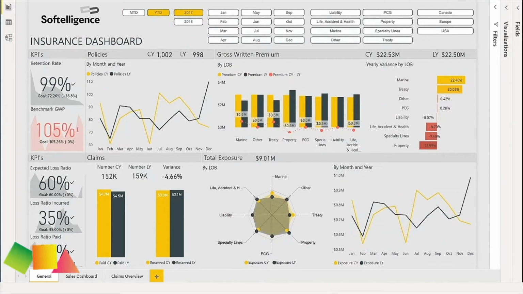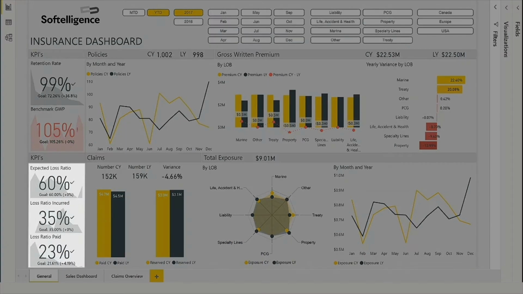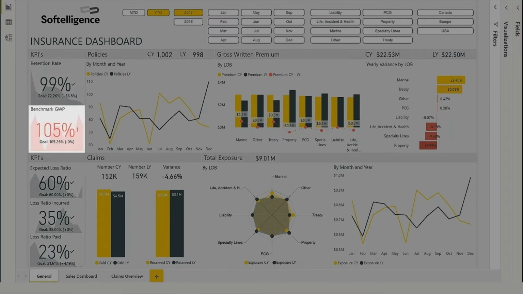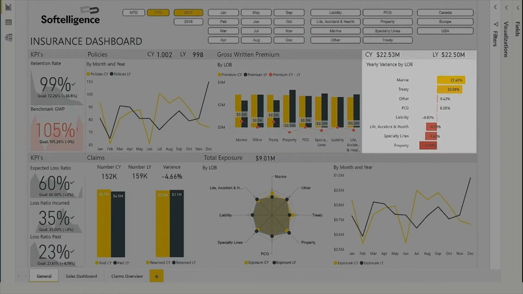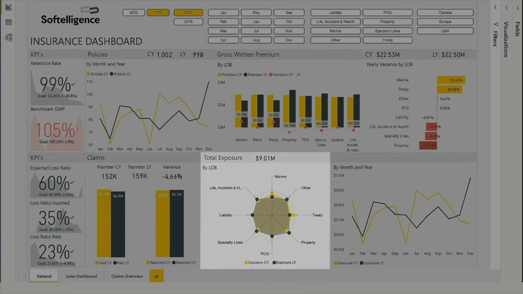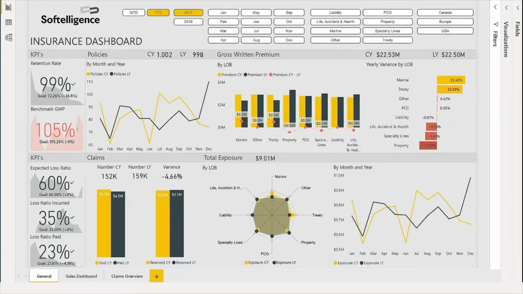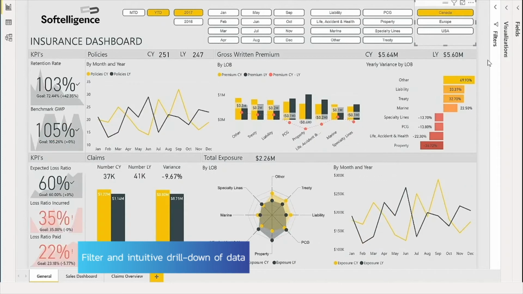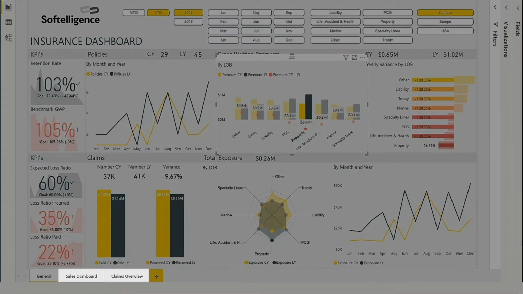Here, you can track vital, insurance-specific KPIs in an intuitive, visual manner. Loss ratio, retention rate, benchmark gross written premium statistics completed by a breakdown by line of business, along with yearly variances, total exposure, as well as essential metrics related to policies and claims. You can easily apply filters to the entire view from the top section, but also drill down intuitively by interacting with the charts directly. More specific views on your dataset will also be available in the Sales and Claims dashboards.